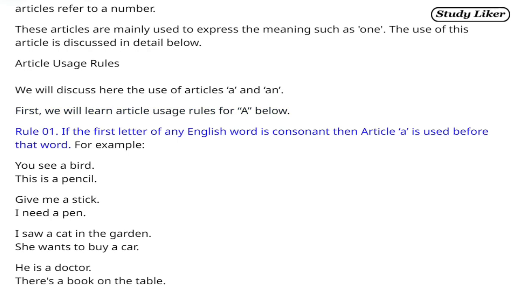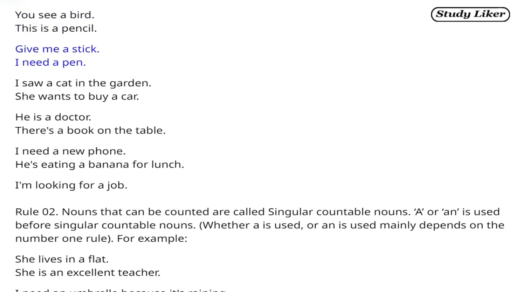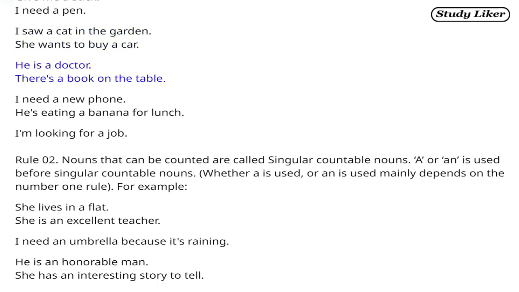Rule 01. If the first letter of any English word is a consonant, then article a is used before that word. For example, you see a bird. This is a pencil. Give me a stick. I need a pen. I saw a cat in the garden. She wants to buy a car. He is a doctor. There's a book on the table. I need a new phone. He's eating a banana for lunch. I'm looking for a job.